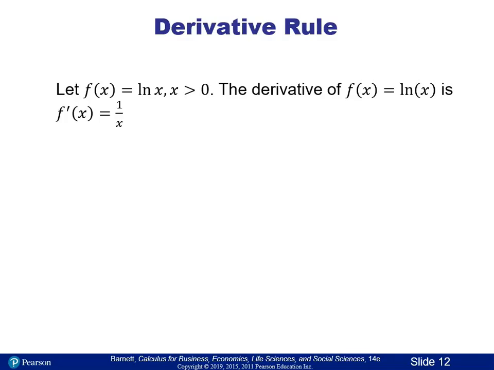Okay, so another derivative rule here: if we're looking at the natural log of x, the derivative of that is simply 1 over x. Again, that's a fairly simple rule to use. Just keep in mind that x does need to be greater than 0.